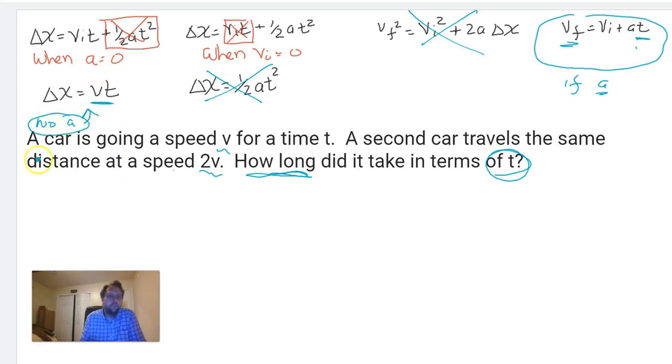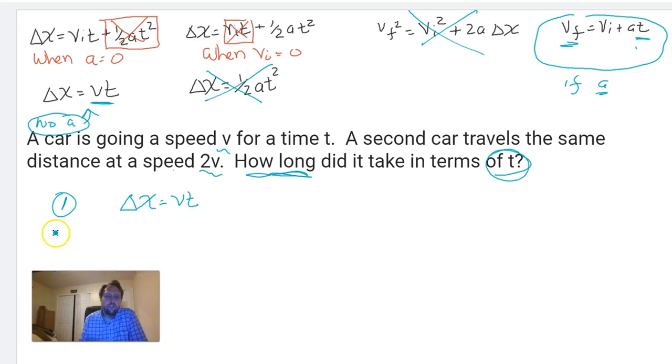We use this one. So if a car is going at speed v for time t, is the car speeding up or slowing down? No. This is going at a speed v. This has no acceleration. So our equation is delta x equals vt. So that's sort of the first thing we do. We read the question, we write down our equation.